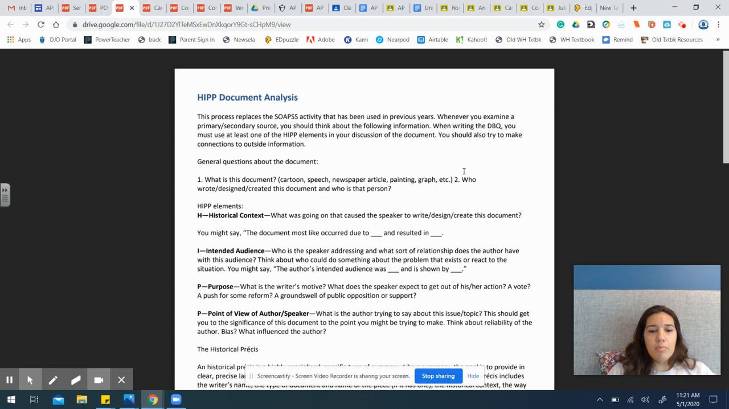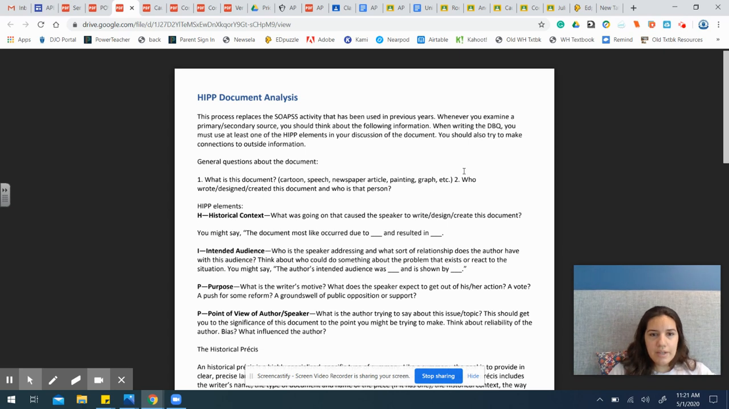Okay. The purpose. What was the writer's motive for creating this document? Usually audience and purpose are very well interconnected, but you need to make sure you do address them separately. And then the point of view: what is the author trying to say about this particular issue? Okay, so if you remember HIP and you use all of those, you should have no problem getting the points you need for the documents.